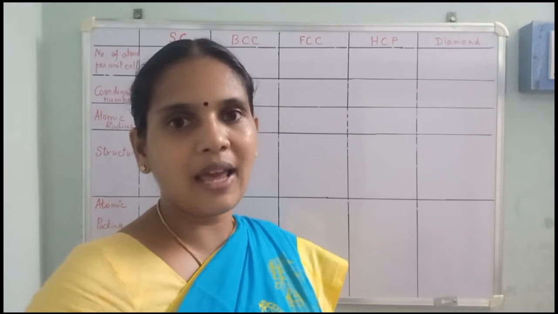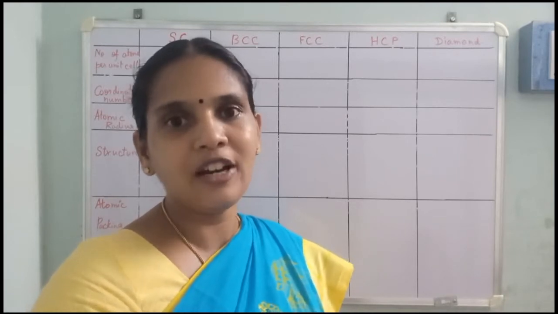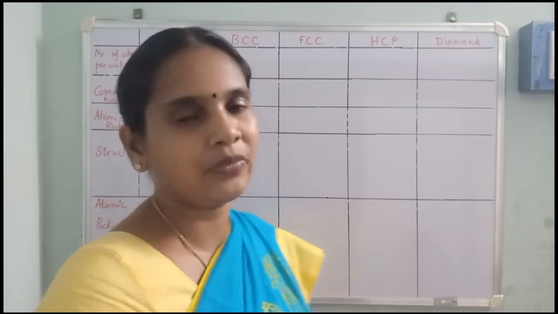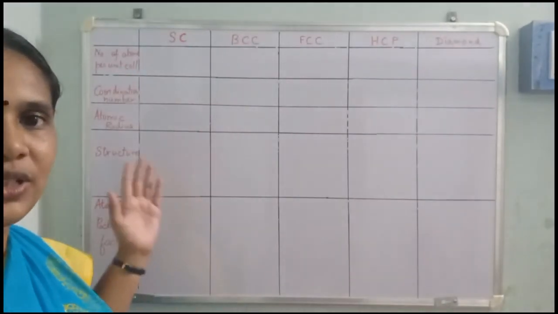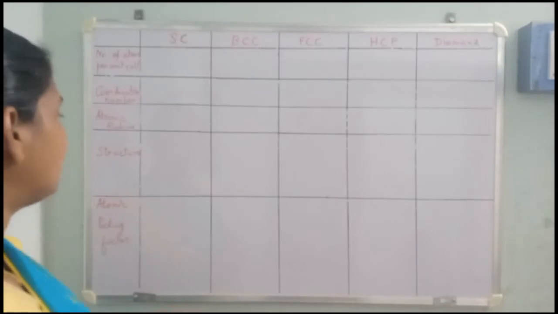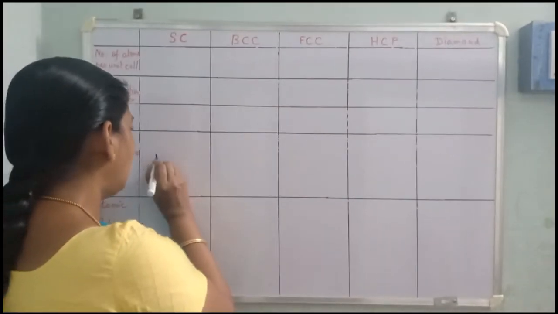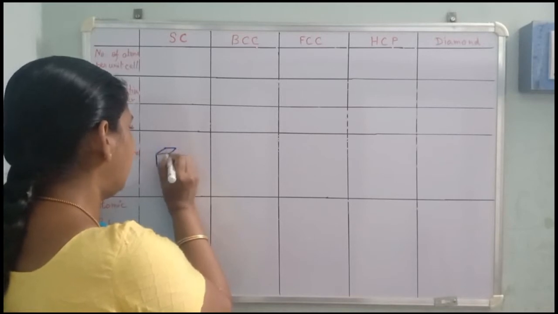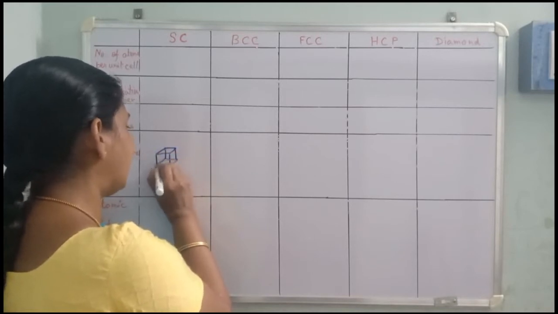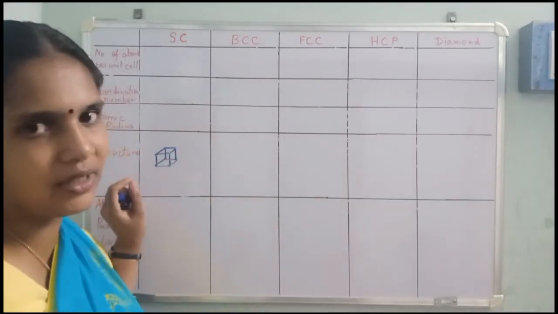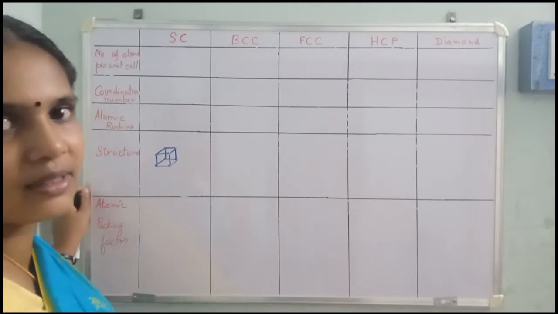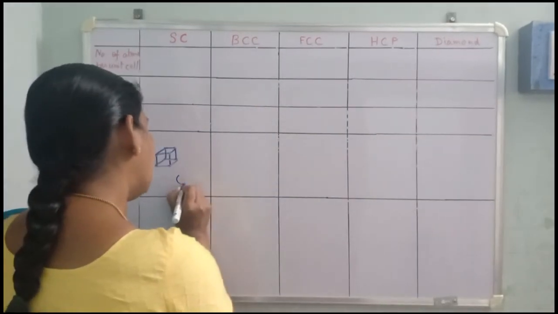Since we have discussed the diamond structure, now I would like to give a consolidated view of the crystal structures discussed so far in unit 5. First, you would have seen the simple cubic structure in module 2. In a cube, if there are 8 corner atoms, then such a structure is called simple cubic structure, and an example is polonium.